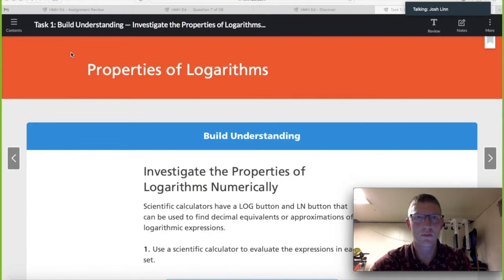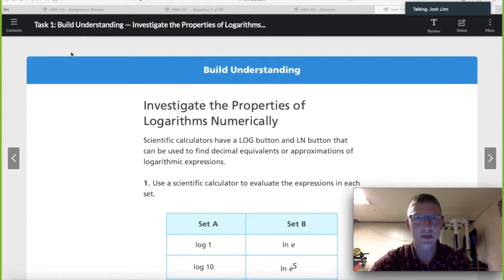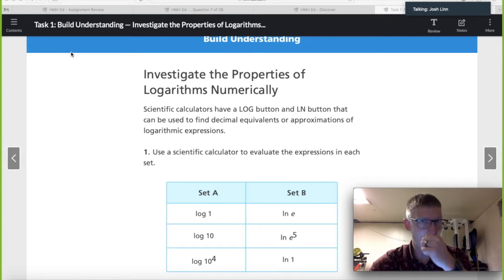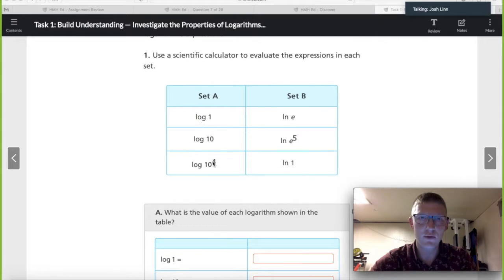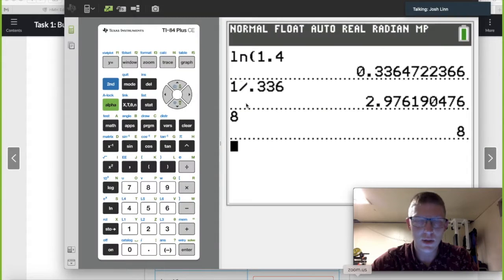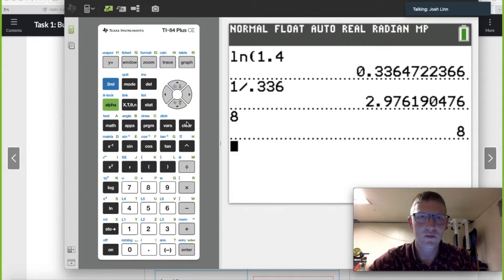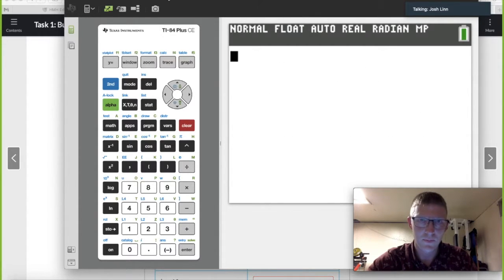Task 1, properties of logarithms, building understanding. So investigate the properties of logarithms numerically. Okay, so we're going to look at these different values, and we're just going to use our graphing calculator to put those in like decimal form. So I'll show you how to do one or two of them, and then we'll kind of speed through the rest.